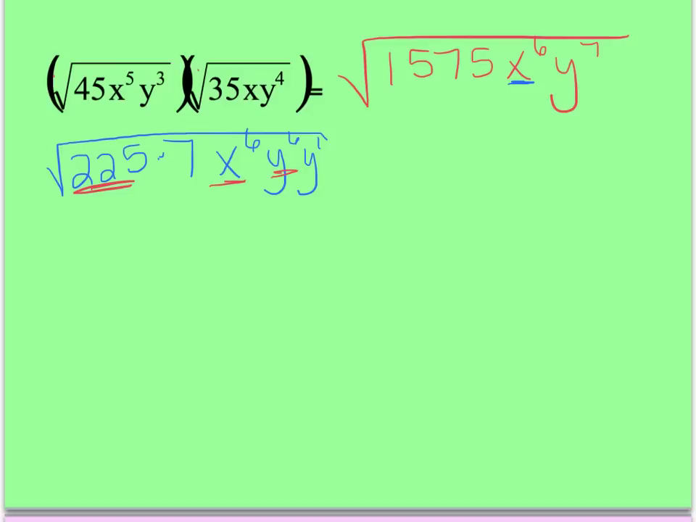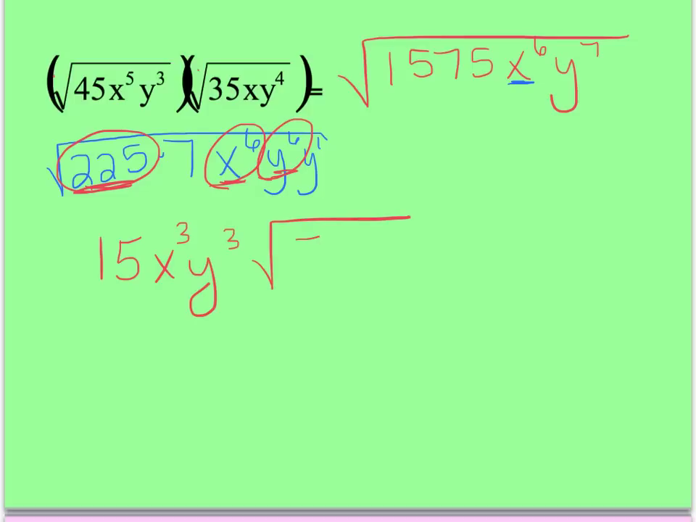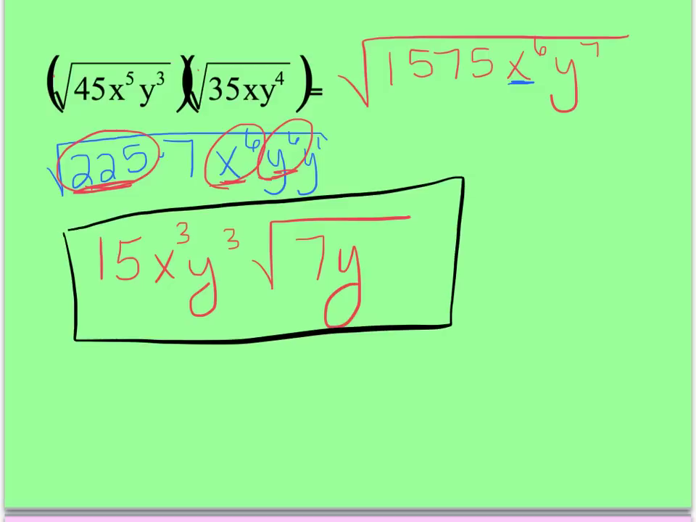So let's do that. The square root of 225 is 15. The square root of x to the 6th is x cubed. The square root of y to the 6th is y cubed. And left underneath I have 7y, and that is my final answer.